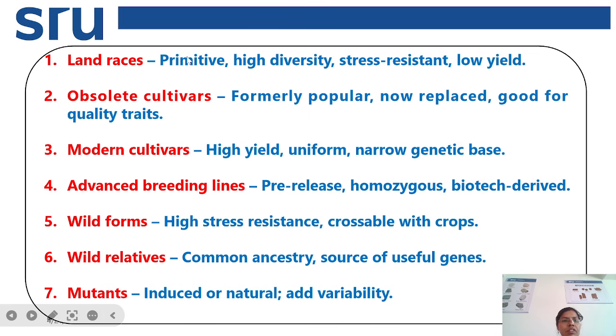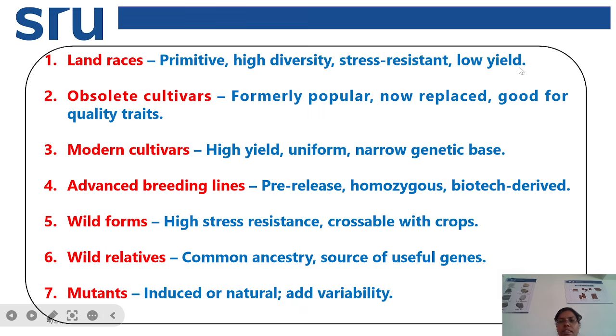So here is the difference between land races and modern cultivars. Land races have high genetic diversity, whereas modern cultivars have less genetic diversity. Land races have a broad genetic base, and the modern cultivars have a narrow genetic base. Because the genetic base is broad, land races are resistant to both biotic and abiotic stresses, while modern cultivars, with a narrow genetic base, are mostly susceptible to biotic and abiotic stresses.